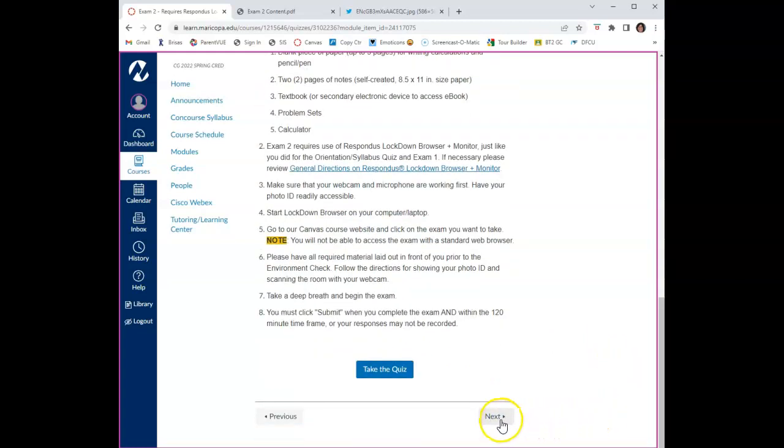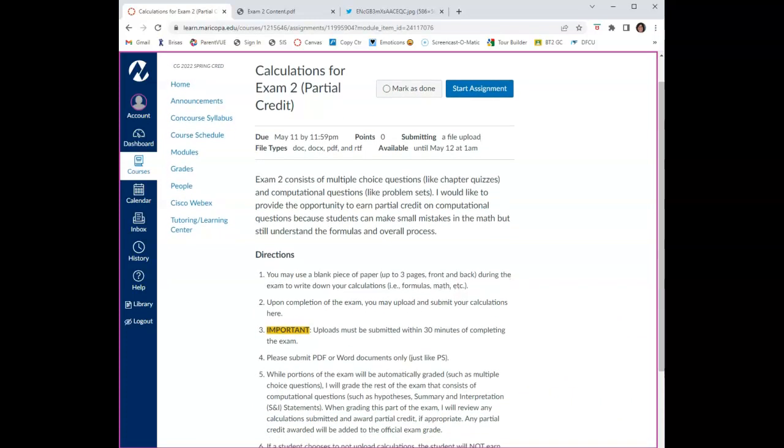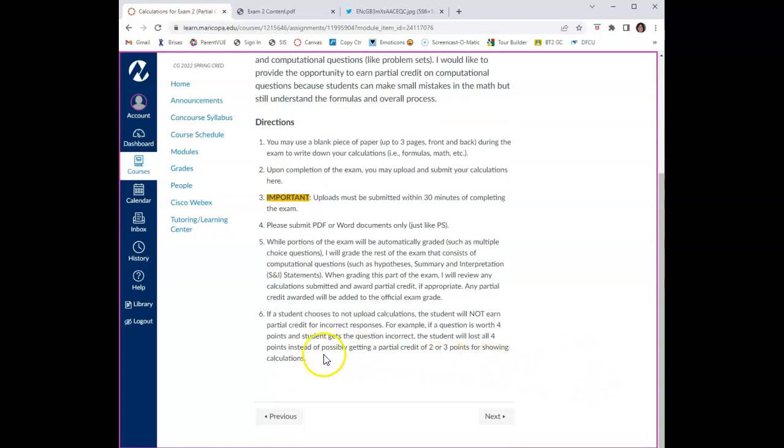The final assignment is the calculations for Exam 2, partial credit. Personally, I value understanding the process of statistical tests more so than merely plugging values into formulas. Therefore, I provide the opportunity to earn partial credit. I encourage you to write down any and all calculations while completing the exam. Now, if for some reason you run out of time on the exam, you can write your summary and interpretation statements on your calculations. Upon completion of the exam, you may upload and submit your calculations here within 30 minutes of completing your exam.